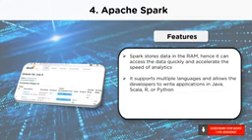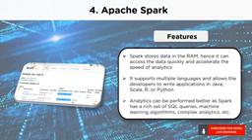It supports multiple languages and allows the developers to write applications in Java, Scala, R, or Python. Spark comes with 80 high-level operators for interactive querying. Spark code for batch processing, join stream against historical data, or run ad hoc queries on stream state. Analytics can be performed better as Spark has a rich set of SQL queries, machine learning algorithms, complex analytics, etc.